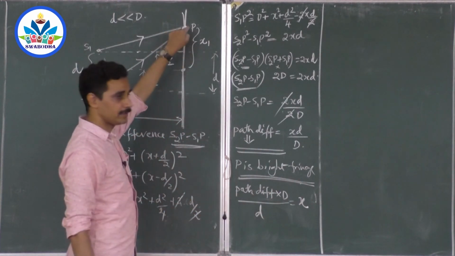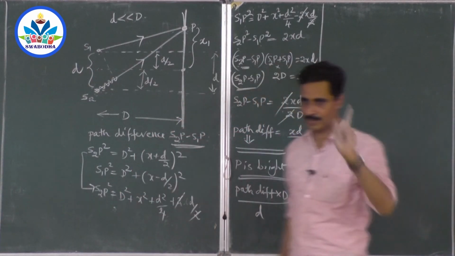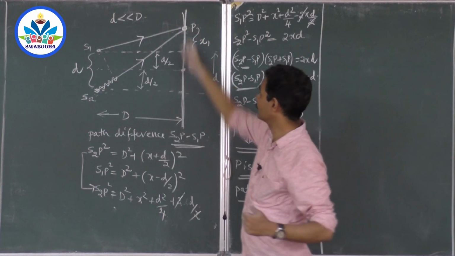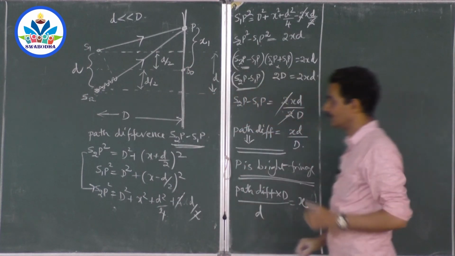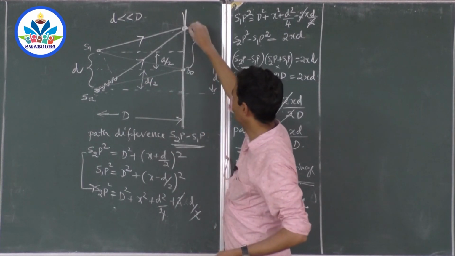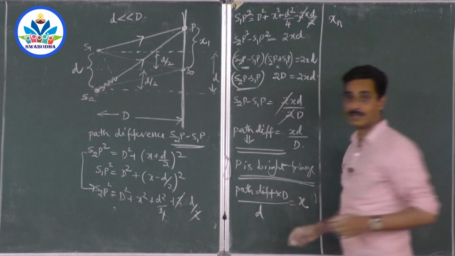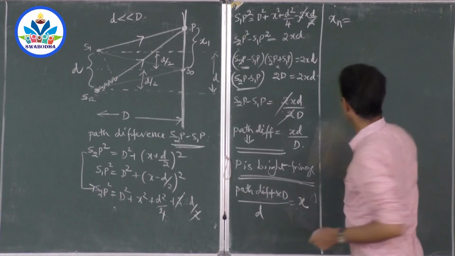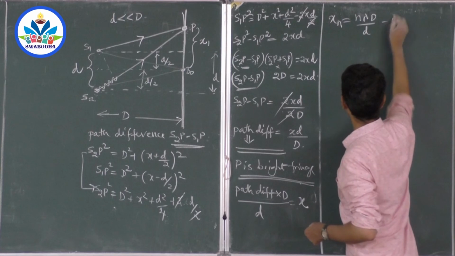If this is the nth bright fringe, then what is the distance of the nth bright fringe? For example, the 7th bright fringe. If this point is the 7th bright fringe, what is the distance of the 7th bright fringe from the central maximum, the maximum bright fringe at the center, which is 100% sure to be a bright fringe? If this is the point of the 7th bright fringe, what is its distance? xn. The distance of the nth bright fringe is equal to, what you have to put here? n lambda, path difference condition, D by d, equation 1.